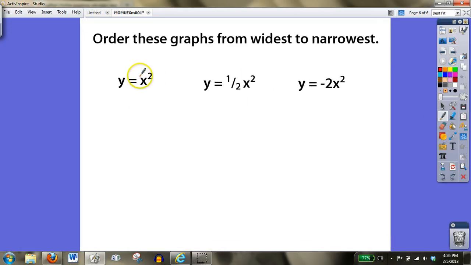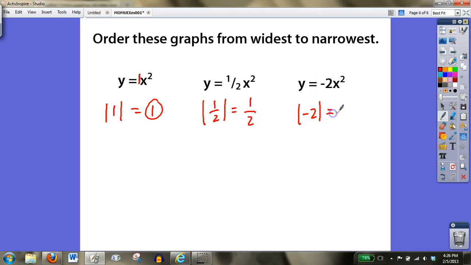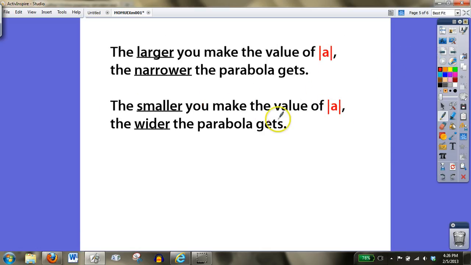We can look at this first one and take the absolute value of a, in this case, the invisible one. So absolute value of 1 is 1. This one, take the absolute value of a, which is a half, and then absolute value of a here, which is negative 2, but absolute value of negative 2 is 2. So 1, a half, and 2. So as far as the widest one, if I go back to my definitions, the smaller you make absolute value of a, the wider the parabola gets. What I want to do is look for the smallest value here.